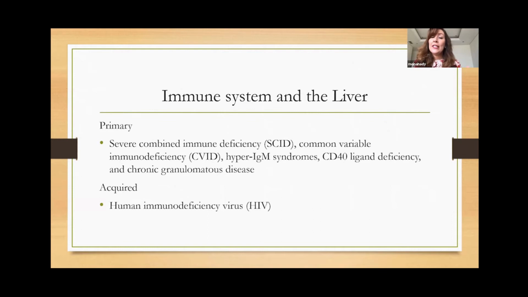Whether genetic or primary immune dysfunction, like SCID or hyper IgM syndrome, CD40 ligand deficiency, chronic granulomatous disease, the whole spectrum of primary immune dysfunction will be associated with liver disease. And the same with acquired, like in HIV infection. Next.